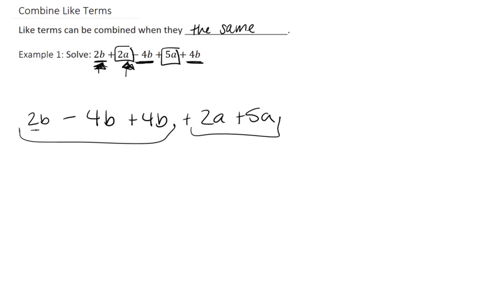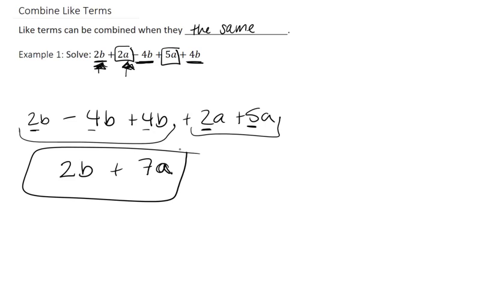So what we do is we only look at the number when we're adding and subtracting. So we have 2 minus 4 plus 4. So this minus 4 and this plus 4 cancel each other out to be 0, and we're left with just 2b. Next we have 2a plus 5a. So we only look at the numbers when we add, which is equal to 7a. And we leave the variable as is. So this would be our solution in its reduced form.